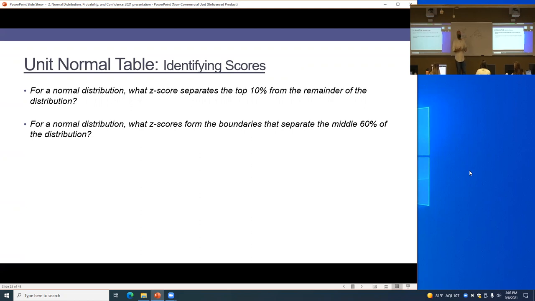What we're looking for is a specific probability and then looking for the corresponding z-score. For a normal distribution, what z-scores form the boundaries that separate the middle 60% of the distribution? So what do you think here? Middle 60%. 0.84 to 0.85. So what are the scores that separate that middle 60%?